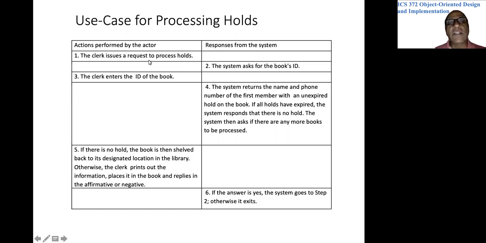So first, the clerk issues a request to process holds. Since there could be many books that were returned on that day and had holds, this is going to be in a loop. So you can see that from step 6, we are going to step 2. So there is a loop that asks for the book's ID.